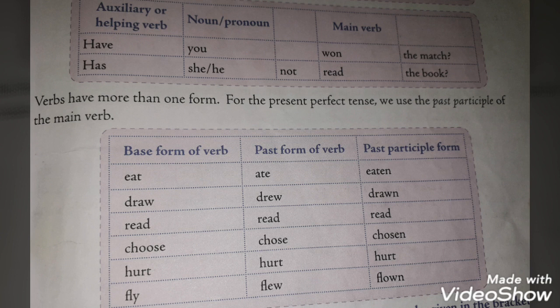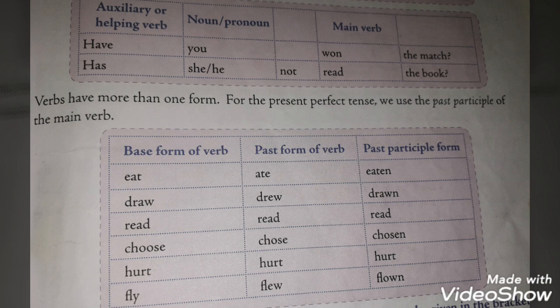Verbs have more than one form. For the present perfect tense, we use the past participle of the main verb. Now I am going to read this table. Base form of the verb, then past form of the verb, then past participle form. Eat, ate, eaten. Read along with me. Eat, ate, eaten. Draw, drew, drawn. Draw, drew, drawn.